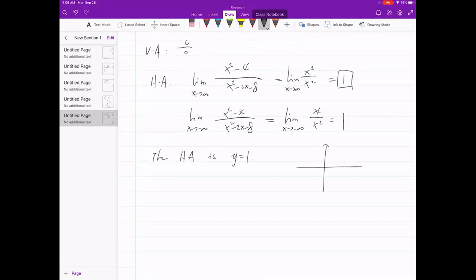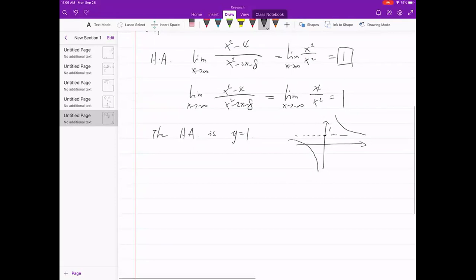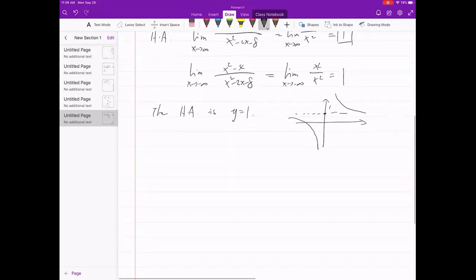You don't have to draw it. I'm just drawing it to illustrate. What we have here is basically, as x goes to positive infinity and as x goes to negative infinity, they both go to y equals 1. Okay, that makes sense. Now for vertical asymptote, we're looking for a constant over 0.